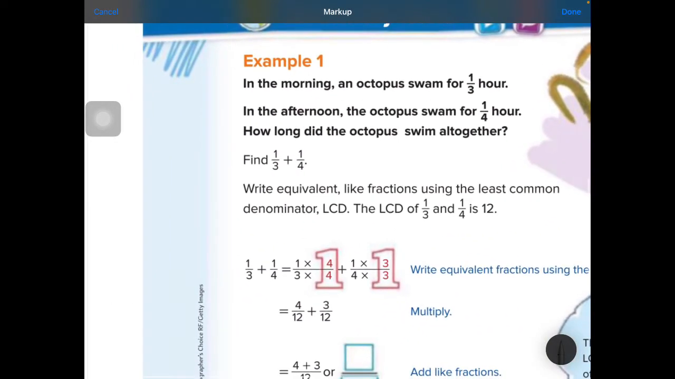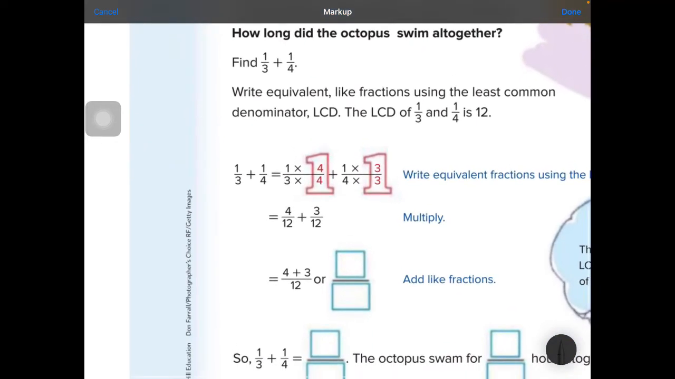Example 1. In the morning, an octopus swam for 1/3 of an hour. In the afternoon, the octopus swam for 1/4 of an hour. How long did the octopus swim altogether? 1/3 plus 1/4. Now, this strategy looks very similar to what Math Antics did. Now, I'm going to show you what is my favorite way.